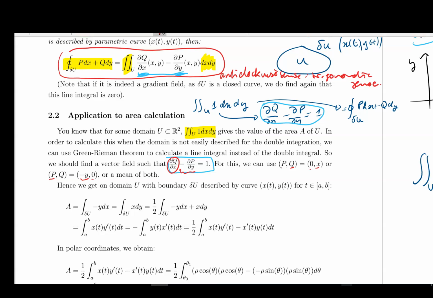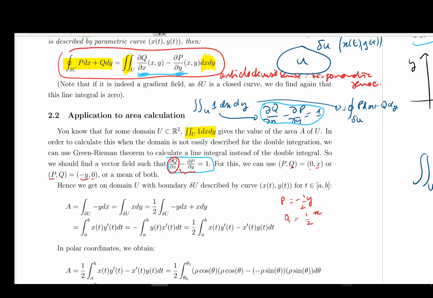But actually, a very common choice is going to be a mean of those two. So we can put P equal to negative 1 over 2 times y, and Q equal to 1 over 2 times x. That's, I would say, the most common choice. But you've got an infinite number of choices, and not only those three, you can imagine many other ways to create the 1 that we have.